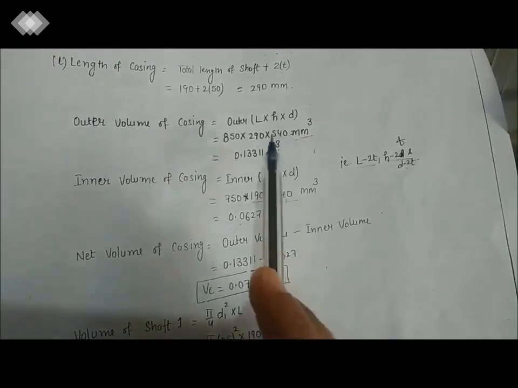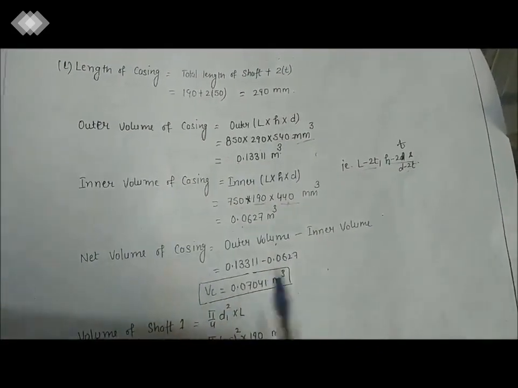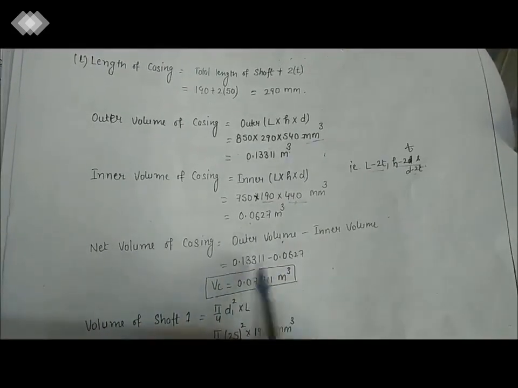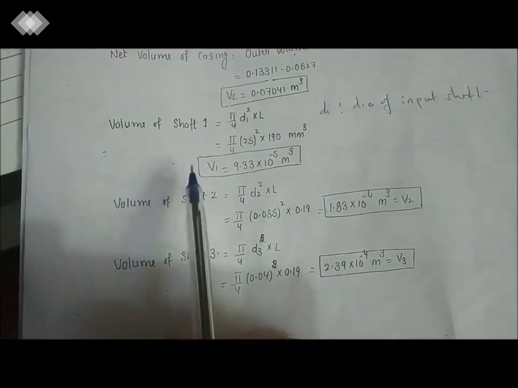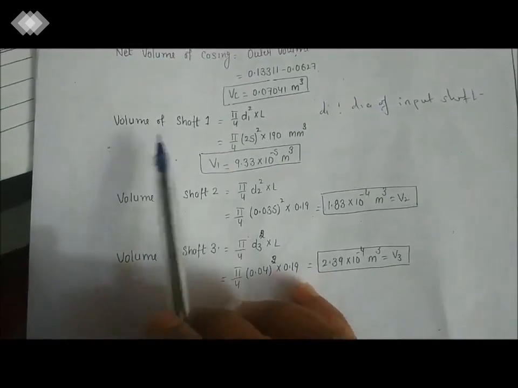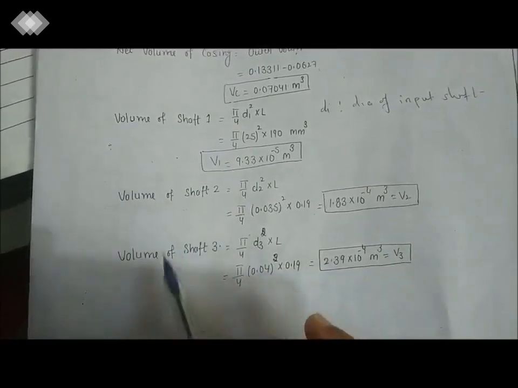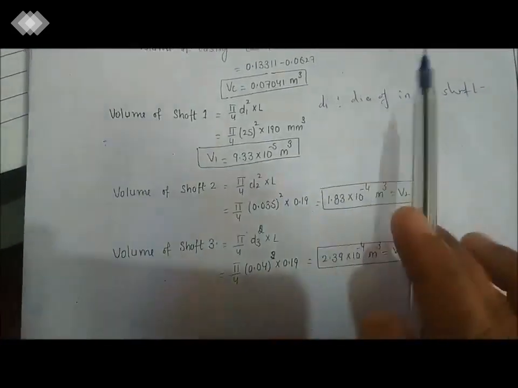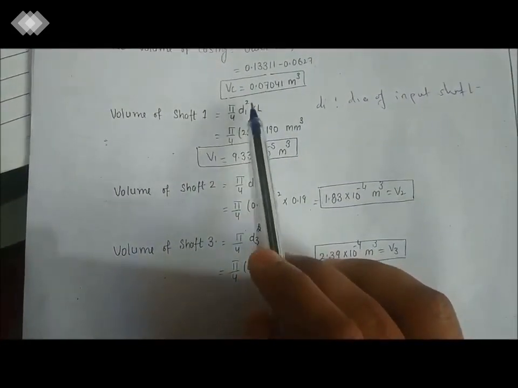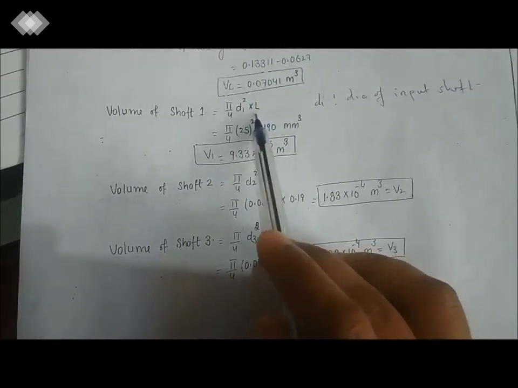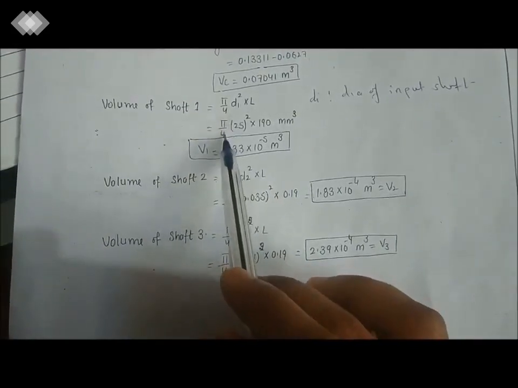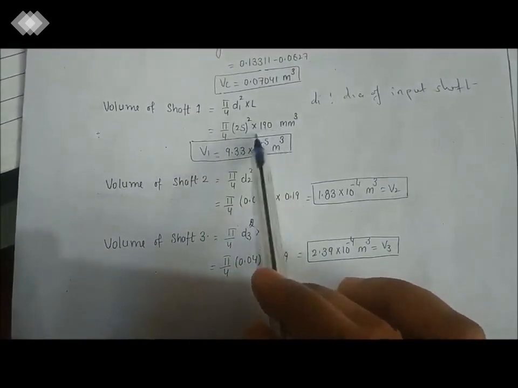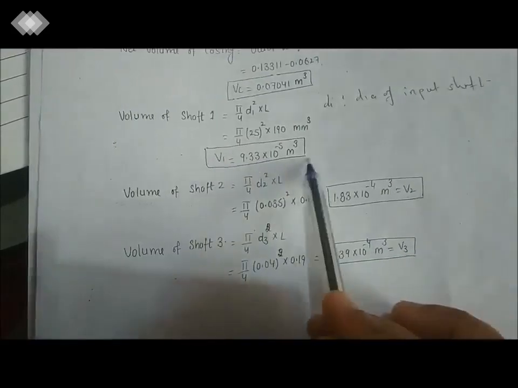We already calculated outer volume and inner volume. We only need to put the values and get the answer for net volume of the casing. Now let's calculate the volume of shafts 1, 2 and 3. Volume of shaft 1 is pi by 4 d1 square into L. Length, we already calculated, the length of the shaft. d1 is the diameter of input shaft, that is for shaft 1. So we get the volume of shaft 1.